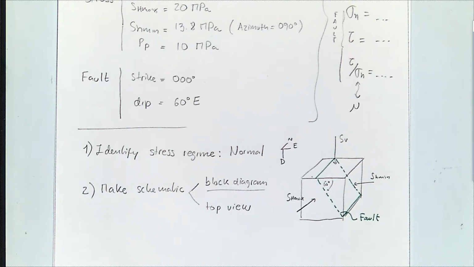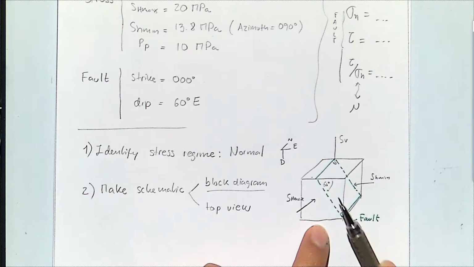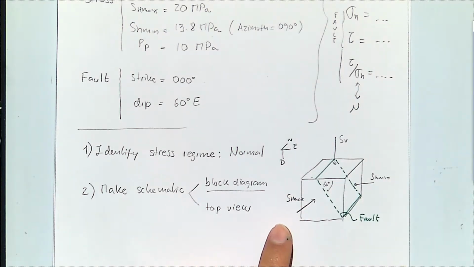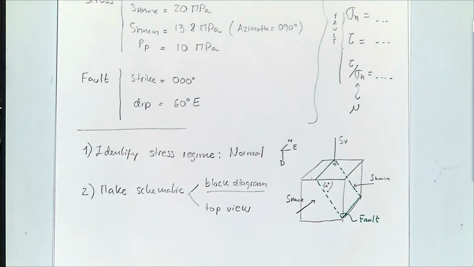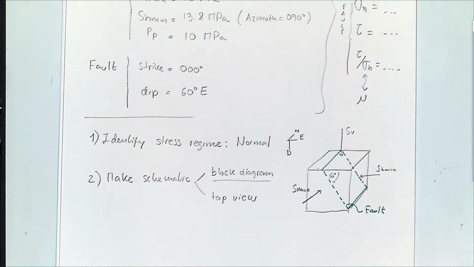Yes, Mr. Baraki. Which line is the strike? This line is the line of strike. It's the intersection of the plane of the fault with the horizontal plane. All right, so we have the block diagram, and then we have the fault in there.